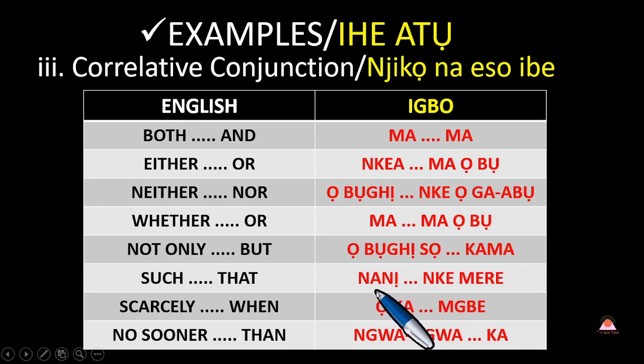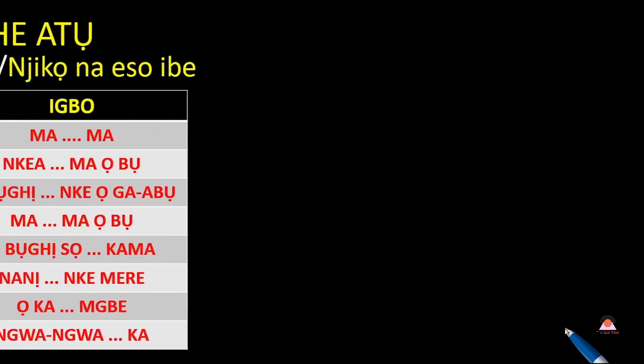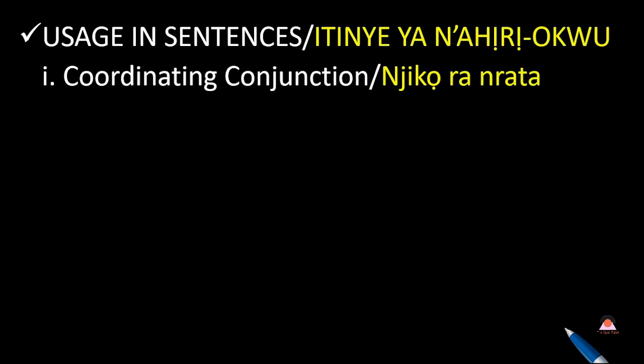And then we have naanị, then followed by nke mere. You will understand when we apply them in sentences. Scarcely, and when. We have oka mbe. Okay? Then we have finally no sooner than. In Igbo, it is ngwa ngwa ka. Of course, when we go to usage, these things will get clearer. So let's go to usage in sentences. Itinye ya n'ahịrịokwu.